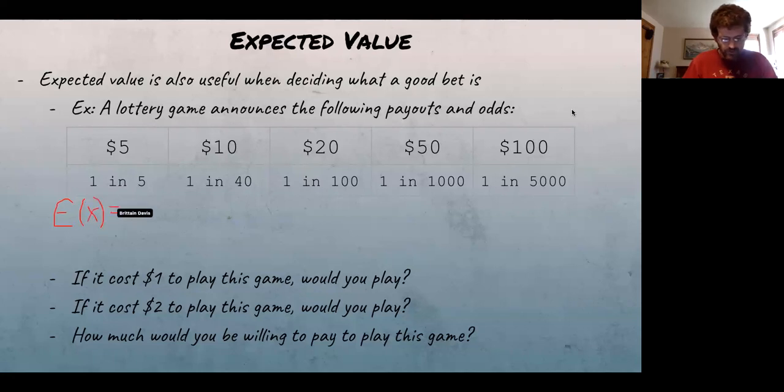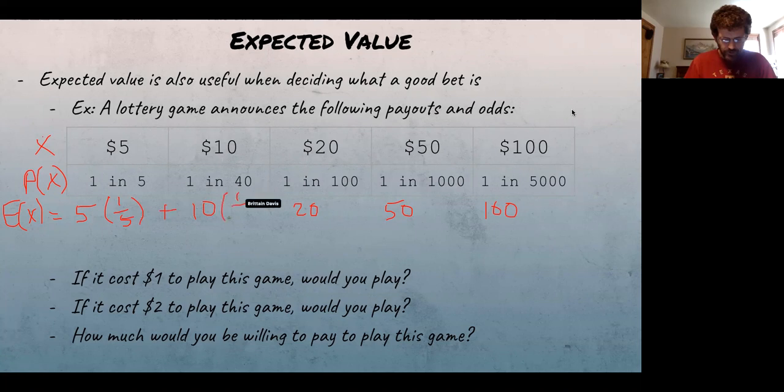I'm going to clear that and move it a little bit over so we have some room. So I want to take all the different outcomes here. A lot of times this is written with X right here and P of X, so you might have those labels. The outcomes are 5, 10, 20, 50, and 100. And of course we can see the probability, so I do 1 in 5, so 1/5, plus 1/40th, plus 1/100th, plus, and we're going to actually do this calculation. If you know what you're doing, you can start plugging those numbers in because we want to figure out the expected value.